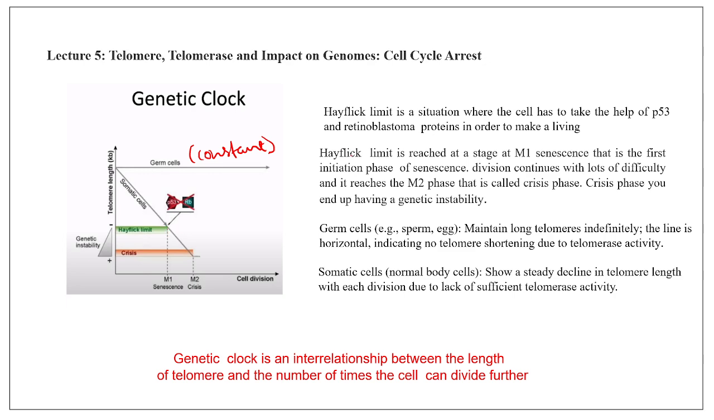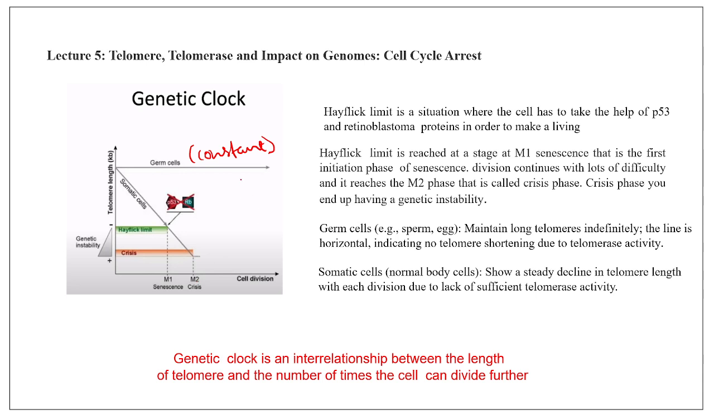So Hayflick limit is reached at a stage of M1 senescence, that is the first initiation phase of senescence. Division continues with lots of difficulty and it reaches the M2 phase, that is called the crisis phase. So M1 phase is the senescence phase and M2 phase is the crisis phase. Now crisis phase ends up having genetic instability. So if the cells go up to the crisis phase, that means it will lead to genetic instability.